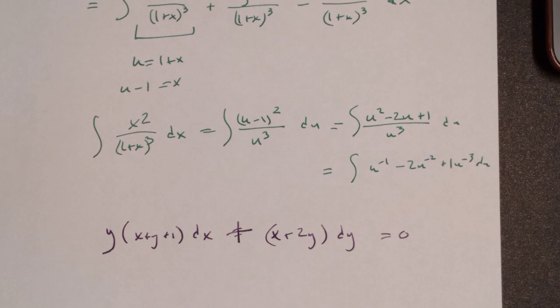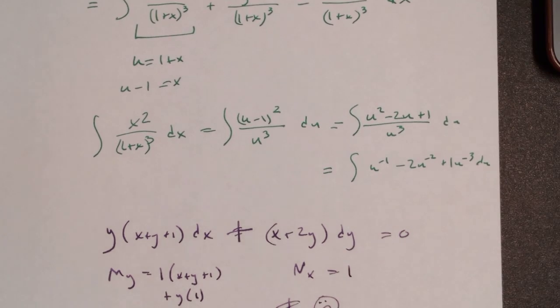Okay. M_y, N_x. M_y is 1 times x plus y plus 1 plus y times 1. So that's x plus 2y plus 1. And N_x is just 1. Those are not equal. I am a sad person.